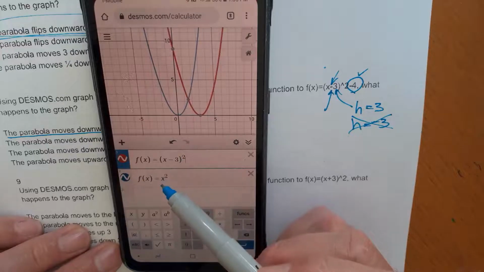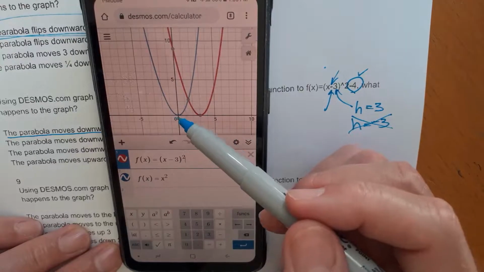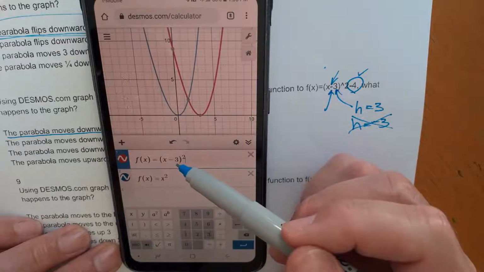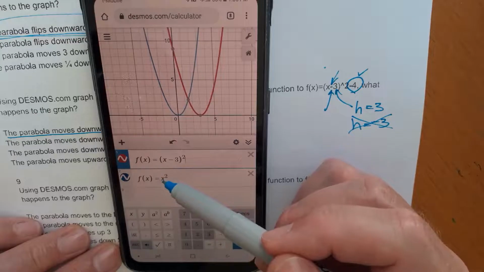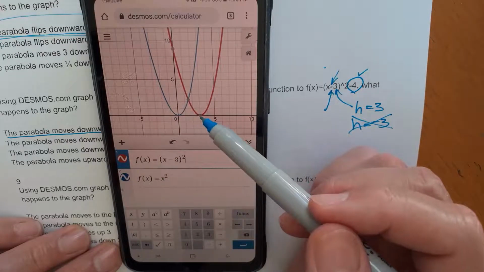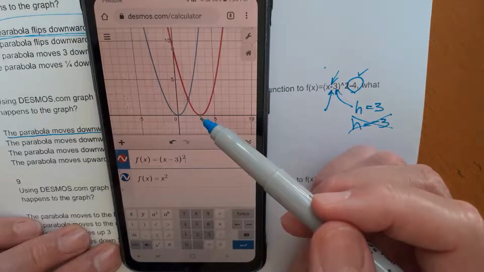Look what happens. So blue is the original. Here it is right here with its vertex at 0, 0. When we typed in x minus 3 into this parentheses, we replaced this whole thing with a parentheses x minus 3. It moved over to the right, 1, 2, 3. How is it that an x minus 3 moves the parabola to the right 3?